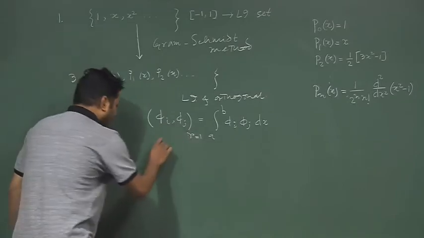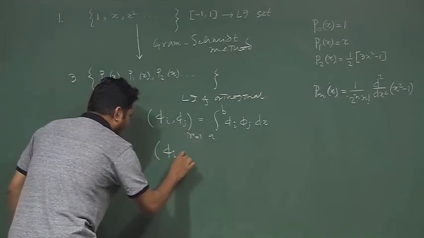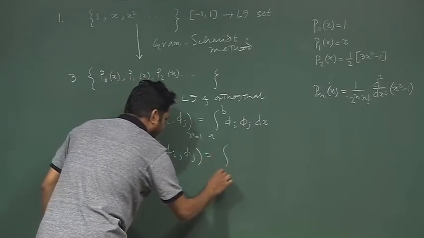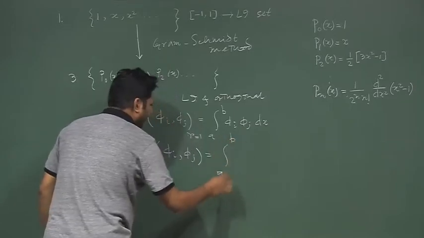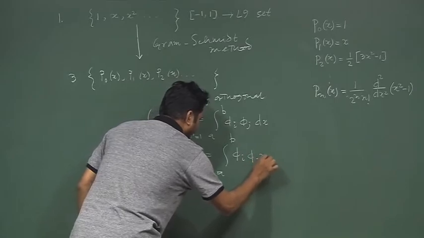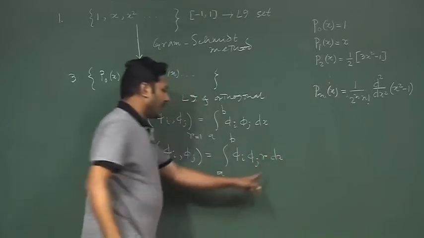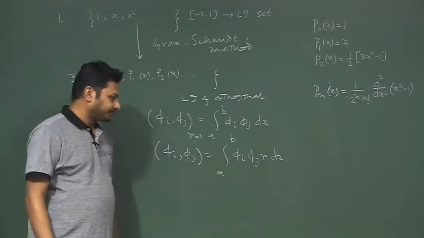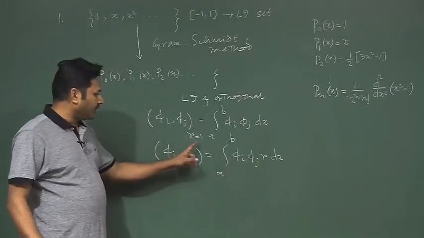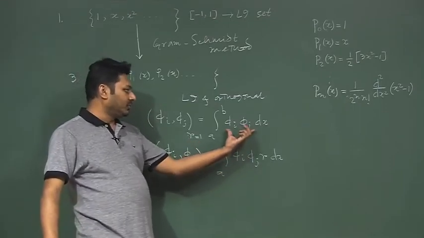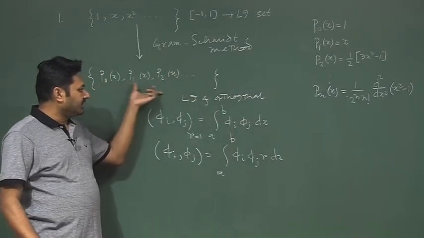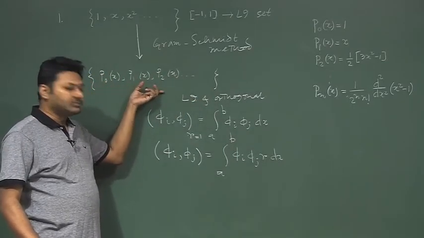So, if I try to write it in a more general way, it should be something like phi_j phi_k r dx. r was the density function or the weight function, whatever you say. But if I put r equal to 1, then my inner product definition will come to this, and because of that I come across this linearly independent set of functions, if you remember.